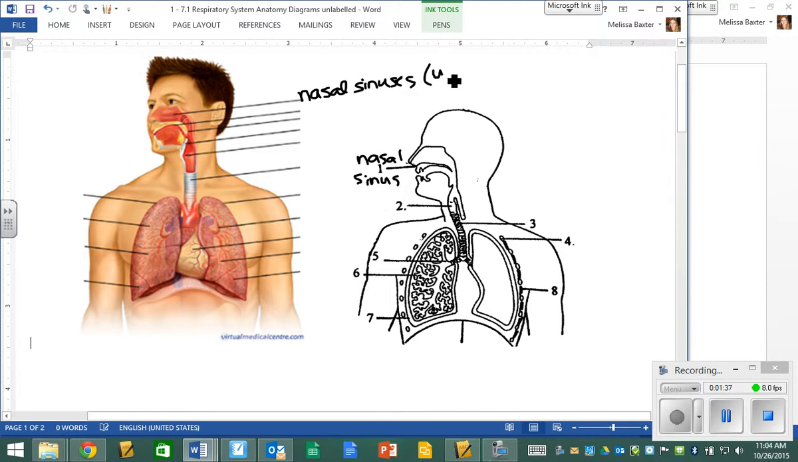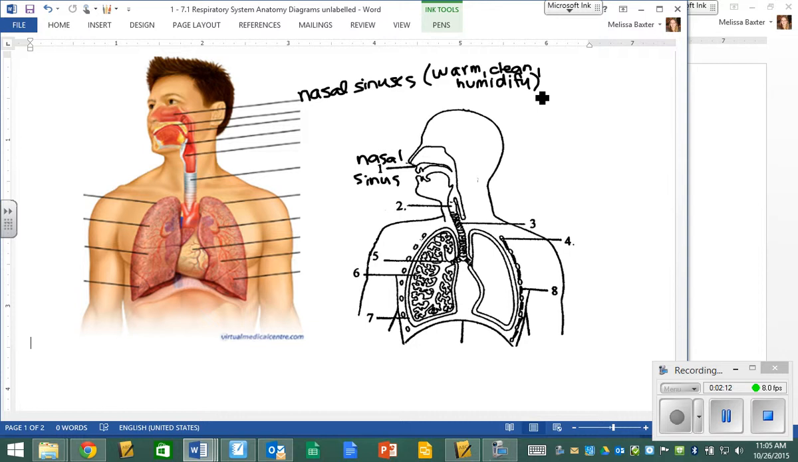Nasal sinuses warm, clean, and humidify. That's their job. So if you have ever heard someone tell you to breathe in through your nose, there is a scientific reason why it is better to breathe in through your nose than in through your mouth. Scientific reason number one is that air that comes in through your nose is warmer, is cleaner, and is more humid than air that you would breathe in through your mouth. And that's because it has to pass through your nasal sinuses.